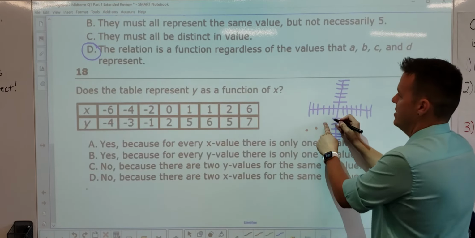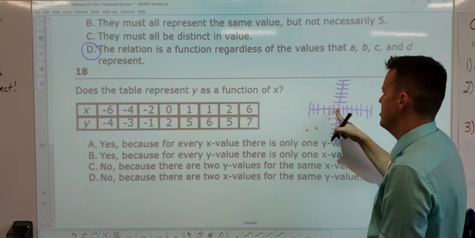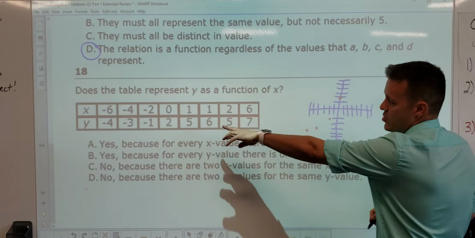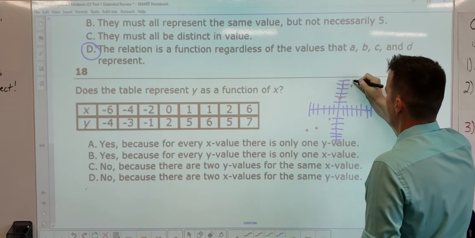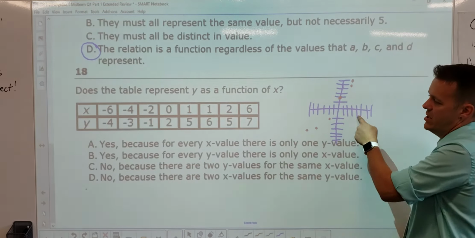-2, 1. You would go here to here. You're fine, bud. And then you go 0 to 2. So 0 up 2. And then here's where it gets interesting. Over 1, up 5, over 1, up 6. Now my graph is crooked, but what happens here?